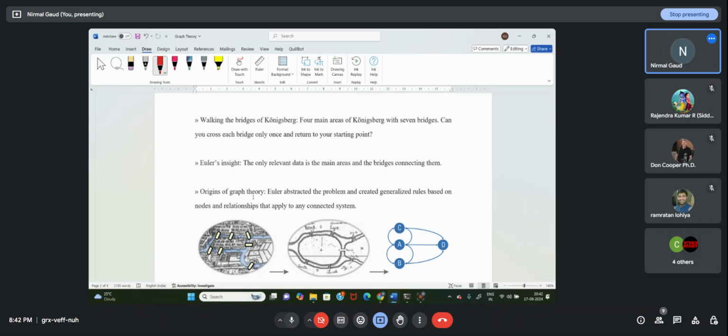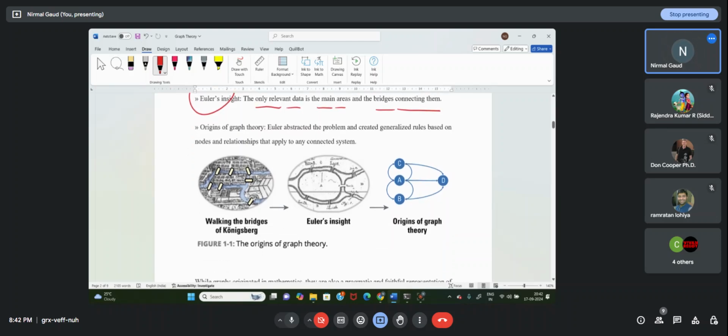Walking the bridges of Königsberg, there are four main areas and seven bridges. Can we cross each bridge once and return to the starting point? That was the question. So Euler gave the answer that the only relevant data are the main areas and the bridges connecting them. Euler abstracted the problem and created generalized rules based upon the nodes and the relationship between them.